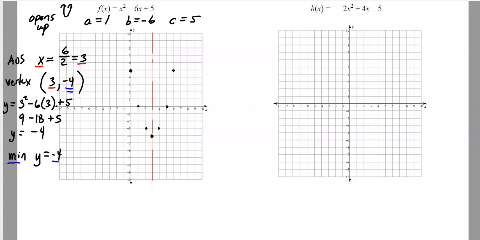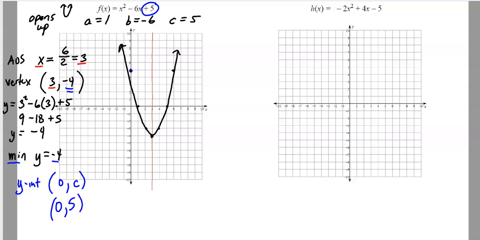But remember, the y-intercept should just be at 0, c, which in this case, c was 5. So the y-intercept is 0, 5. And it checked out. That was the exact same place if I just did my 1, 1, 2, 4, 3, 9 game. Now I could sketch a nice little rounded curve. And I've got a parabola on here.